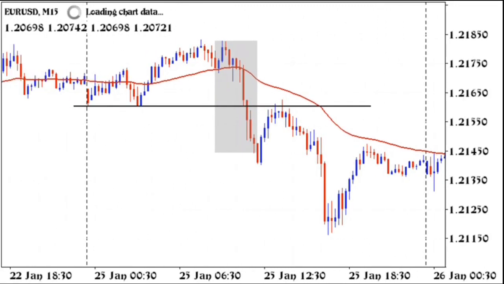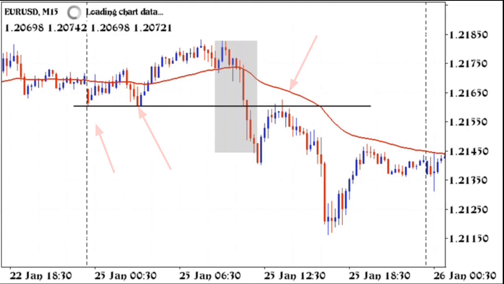This rectangle marks the H1 candle that closed below the 50 moving average on the H1 chart. So right now you look for a previous support zone that could hold as a resistance zone in future. So we have this zone marked up as our previous support zone.